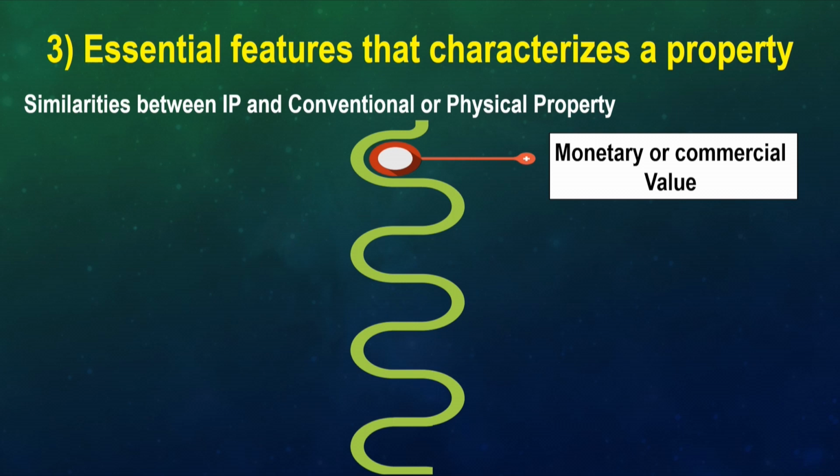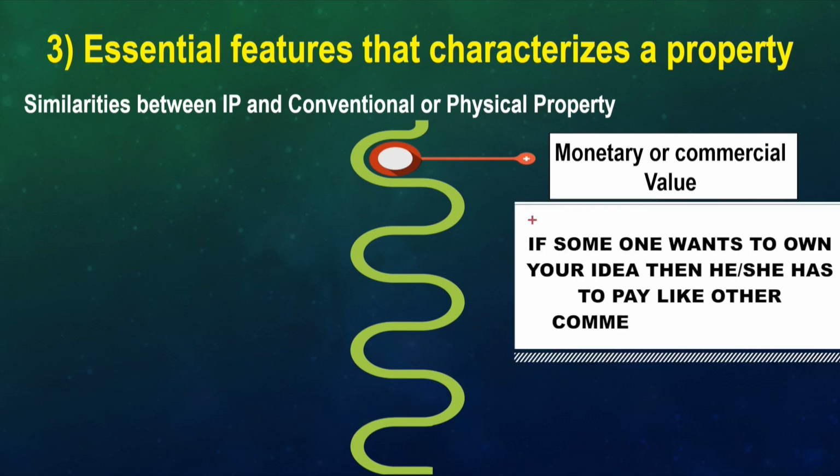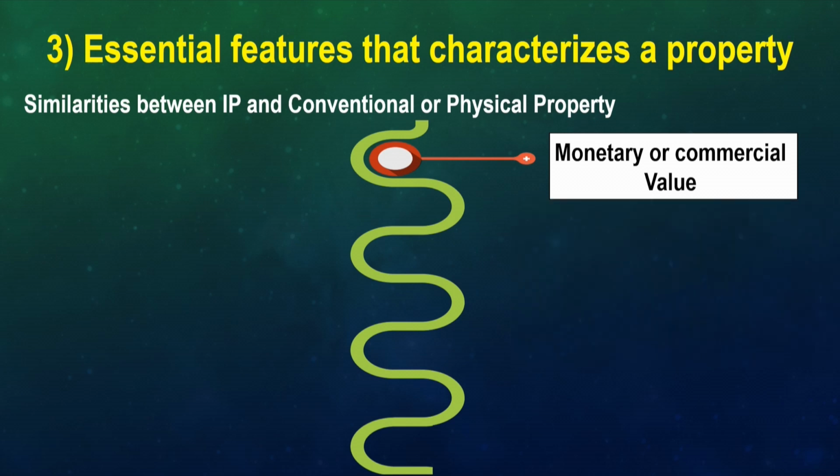If we have a land or we own a car, it has a commercial value. We pay money to buy that car, to buy that patch of land. In the same way, in case someone wishes to own your idea, he has to pay you in a form agreeable to both the parties. So, it has a monetary or commercial value.